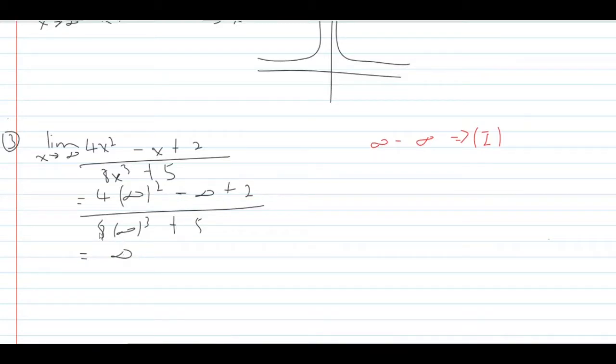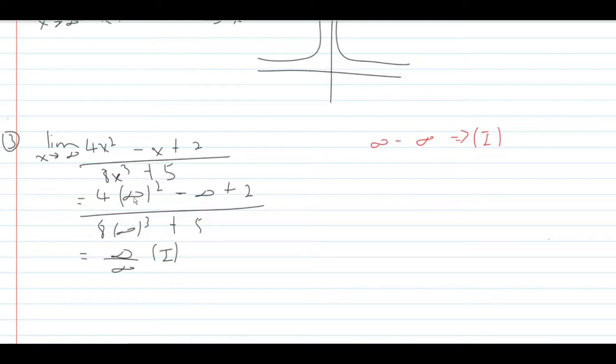So this would just be infinity in the numerator. And this would just be infinity because I'm cubing infinity, multiplying it by itself 3 times, and then multiplying it by 8 and adding a 5. So I will just have infinity. So that is again indeterminate.